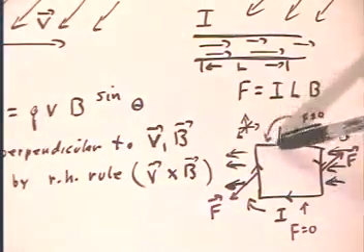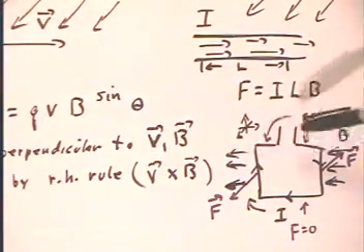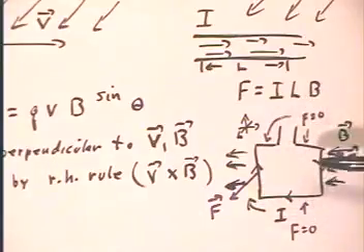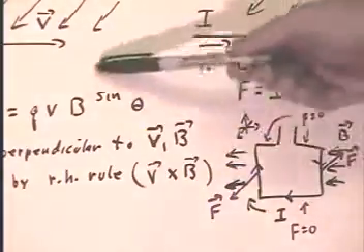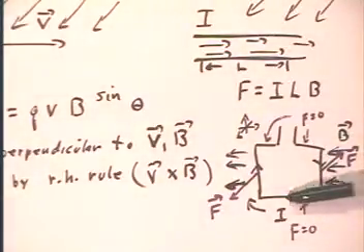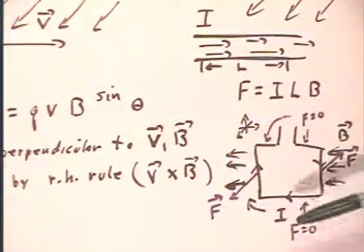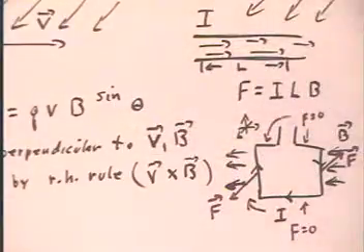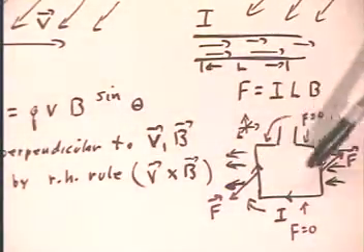We have zero force in the portions of the wire that are parallel to the magnetic field. That's because of this sine theta. When the current is parallel to the field, then the angle is 0, and the sine of 0 is 0, so there's no force. So that's the net result here.